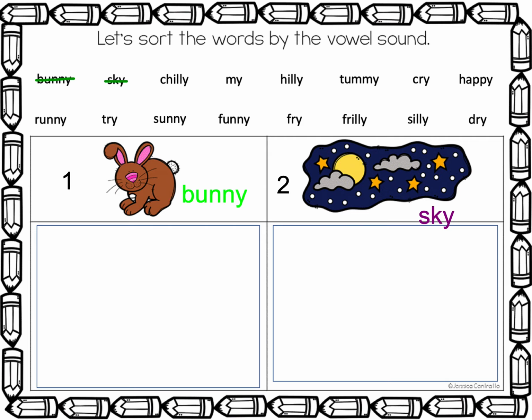So let's talk about the first one, chili. You're going to write the word chili and then either one or two by it if it sounds like bunny on the end or if it sounds like sky on the end. Give you about 10 more seconds.